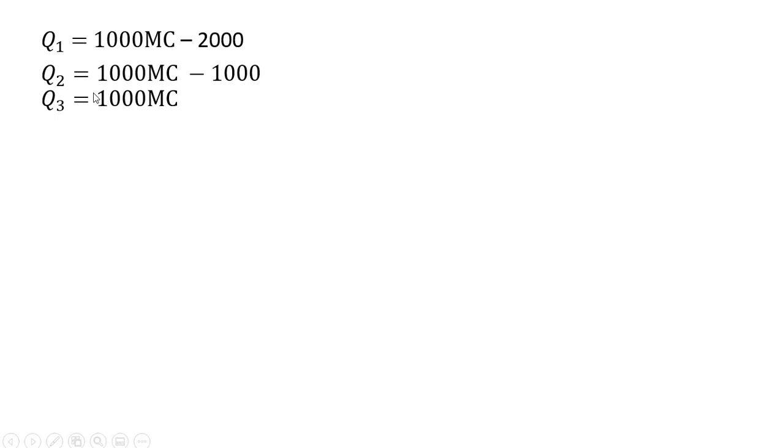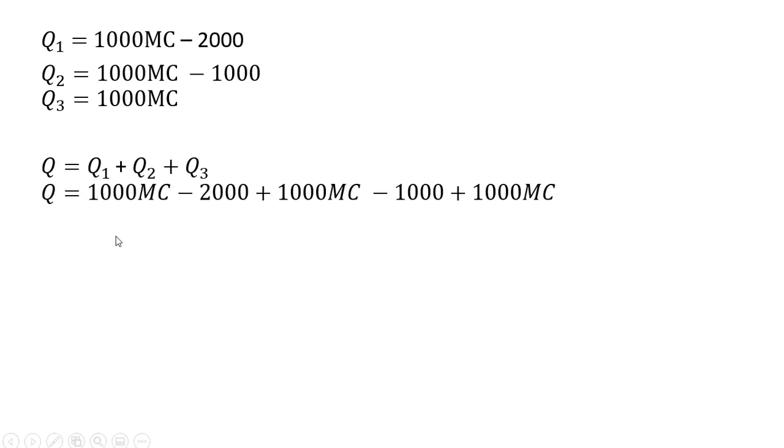So just rewriting those equations, and now we're going to add them up. We're going to get a firm level Q. Firm level of output will equal Q subscript 1 through Q subscript 3. And as we found, Q subscript 1 is 1,000 MC minus 2,000, and so on. Simplifying, we have this result.